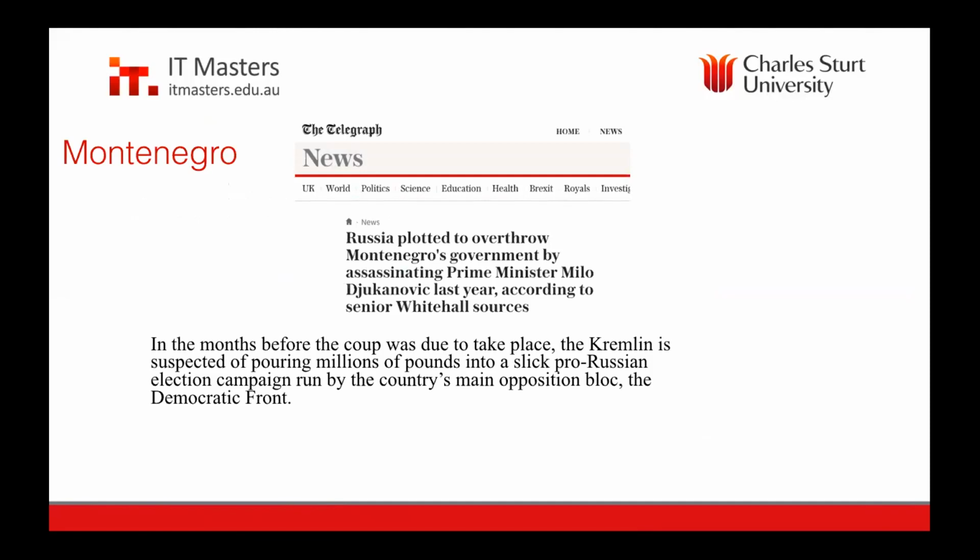So Montenegro kind of slips by a lot of people's notice. But according to White House sources, there was a Russian plot to overthrow Montenegro's government by actually assassinating the prime minister. This was a little over a year ago. And in the months before the coup was due to take place, the Kremlin is suspected of pouring millions of pounds into a slick pro-Russian election campaign run by the country's main opposition bloc, the Democratic Front. So here was a more overt influence campaign in a country much closer to Russia and their interests than the United States, for instance. But an example and a little bit of foreshadowing for what was to come in Ukraine.